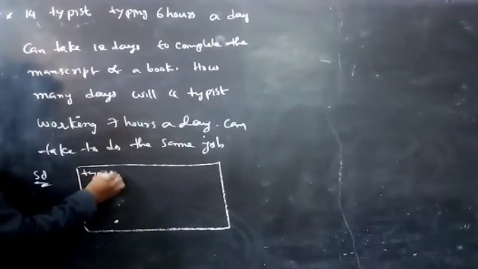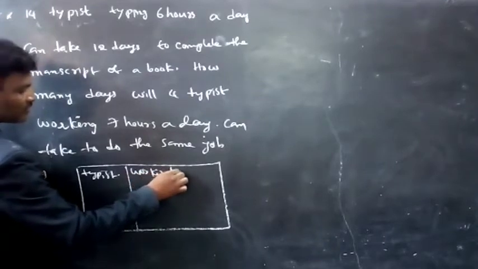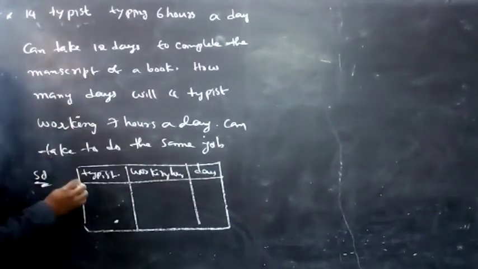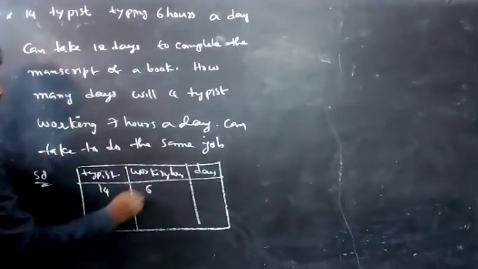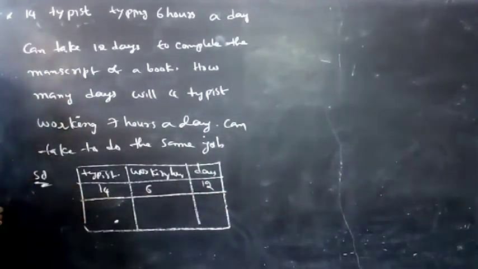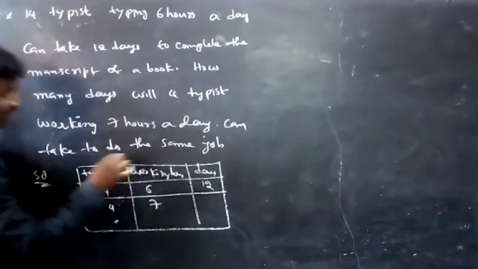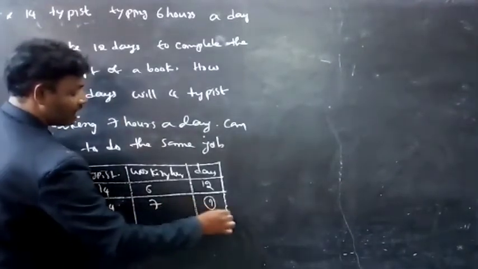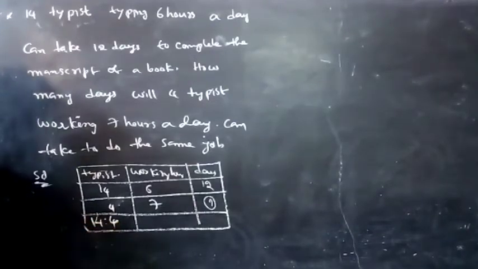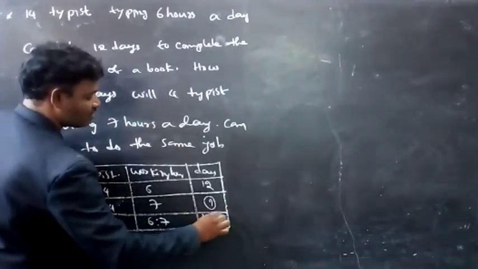First, number of typists. Next, working hours. Next, completing days. In the first case, 14 are working. They are working 6 hours per day and completing the work in 12 days. In the second case, 4 typists working 7 hours per day. How many days will they take to complete the work? The ratio of typists is 14:4, the ratio of working hours is 6:7, and completing days 12:k.